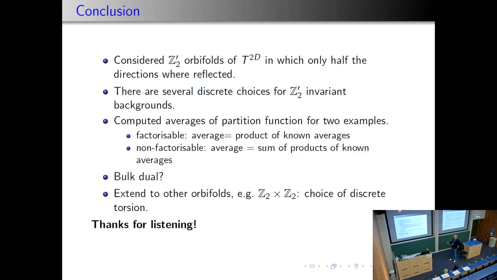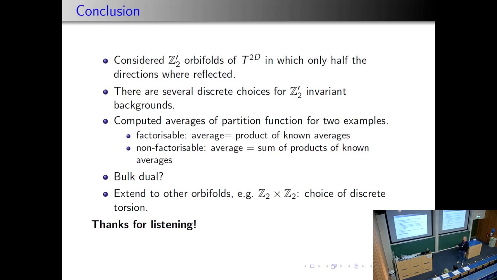And then I've seen that there are several discrete choices for the two prime invariant backgrounds, and I took each of these choices as an ensemble of conformal field theories, and I was able to obtain an average over these ensembles. And for the factorizable ensemble, that also made sense because I could get the bulk dual, so then it's a useful identification of an ensemble.